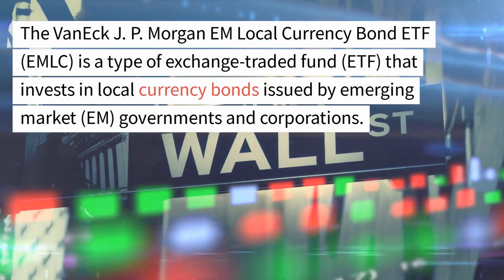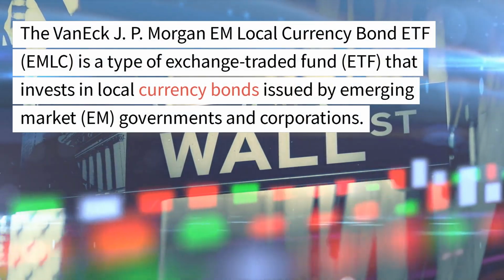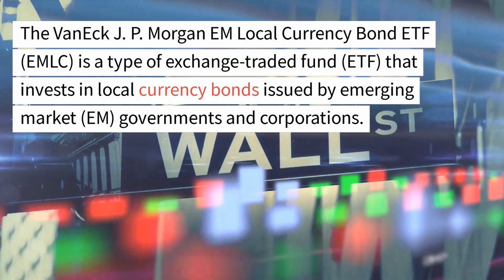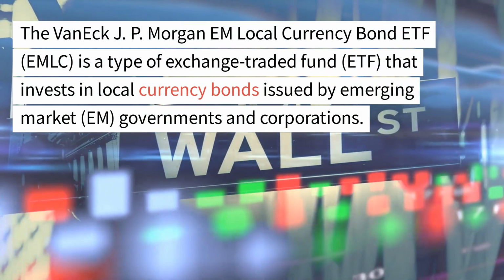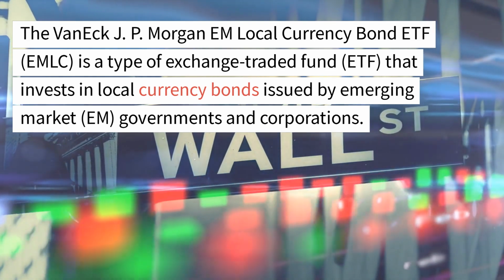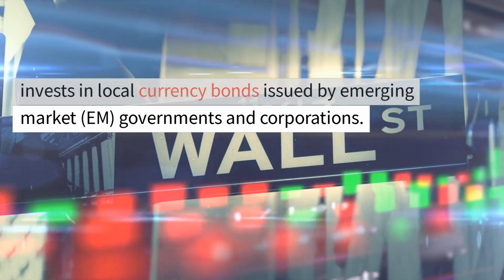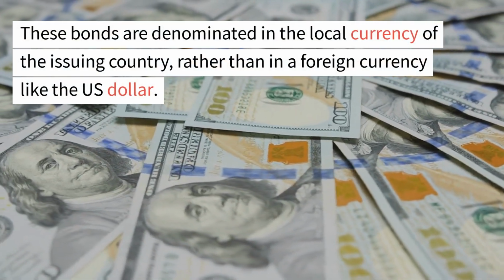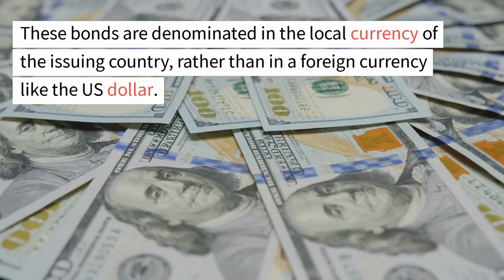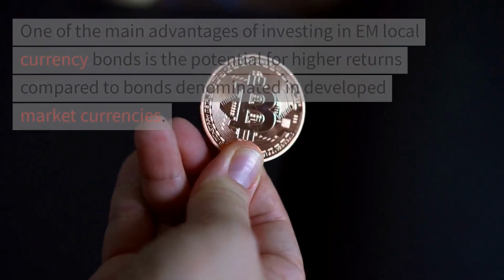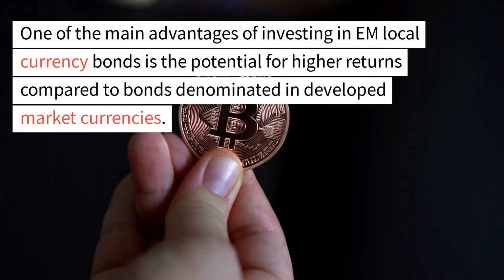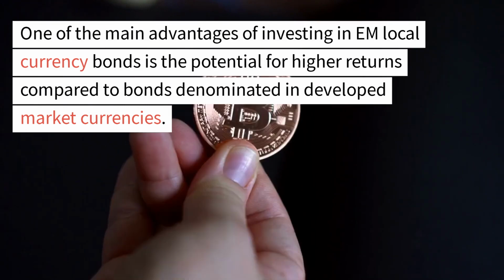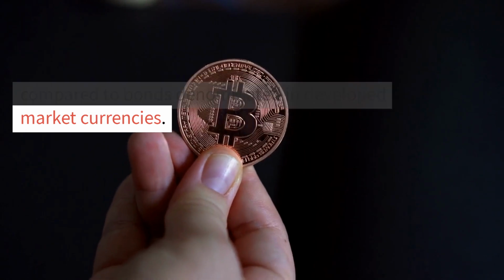The VanEck J.P. Morgan EM Local Currency Bond ETF, EMLC, is a type of exchange-traded fund, ETF, that invests in local currency bonds issued by emerging market governments and corporations. These bonds are denominated in the local currency of the issuing country, rather than in a foreign currency like the US dollar. One of the main advantages of investing in local currency bonds is the potential for higher returns compared to bonds denominated in developed market currencies.